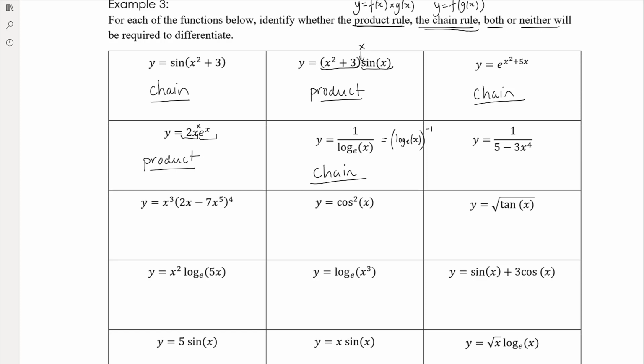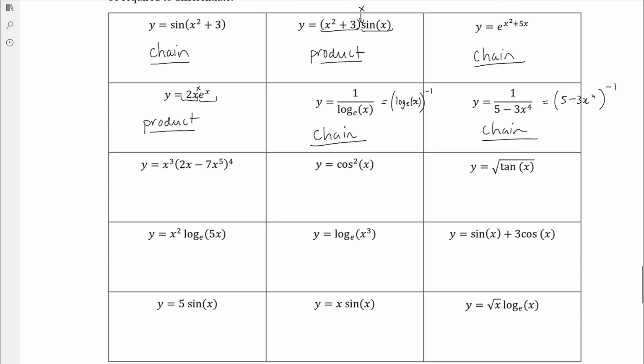Similarly for the next question, same idea. 1 on x is going to require the chain rule because it's actually 5 minus 3x to the power of 4, all to the power of -1, and we would use the chain rule. -1 times this thing to the power of -2 and then multiply by the derivative of the inside. So we definitely need the chain rule there. It's a quartic function inside of 1 on x, substituted into 1 on x.